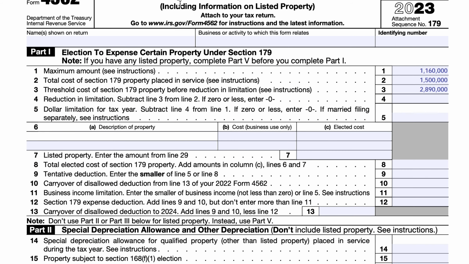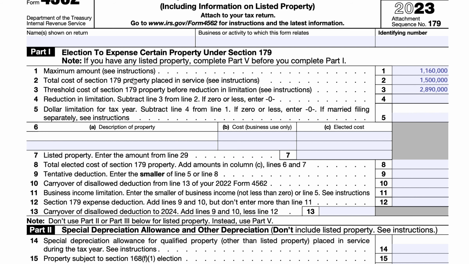So this is IRS Form 4562, and if you elect to expense certain property under Section 179, then you will need to complete lines 1, 2, and 3 according to the worksheet amount in the instructions. So line 1 would be the maximum amount that you're able to expense. Line 2 is the total cost of Section 179 property placed into service during the tax year. And then line 3 is what's known as the threshold cost of Section 179 property before any reductions in limitation.